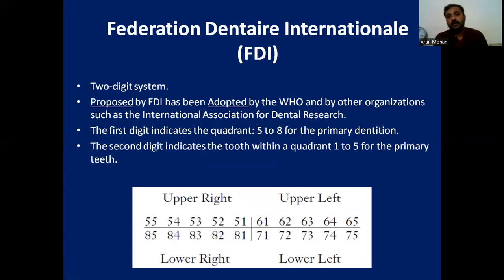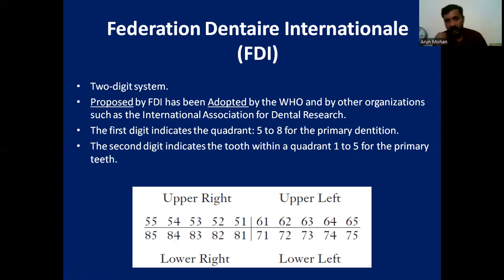Next system which we most commonly use is the FDI system, or the Federation Dentaire International System. That's the most commonly used system in India mostly. It's a two-digit system which was proposed by FDI, or Federation Dentaire International, and has been adopted by the WHO and various organizations such as the International Association for Dental Research. So it's the most widely used system for tooth numbering worldwide.